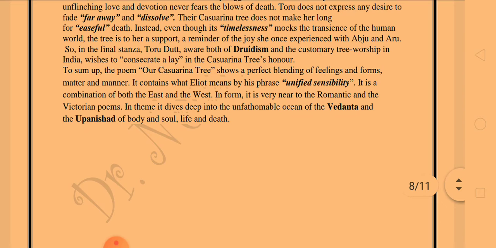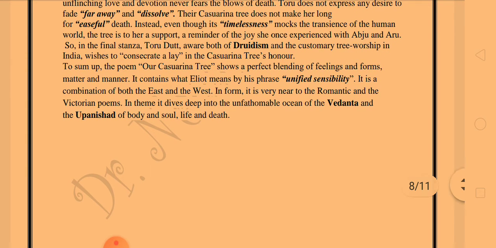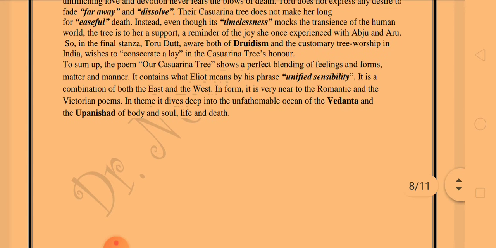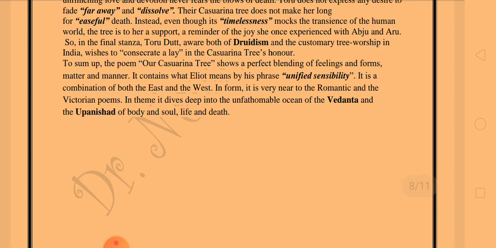To sum up, the poem Our Casuarina Tree shows a perfect blending of feelings and forms, matter and manner. It contains what Eliot means by his phrase unified sensibility. It is a combination of both East and West. In form, it is very near to the Romantic and the Victorian poems. In theme, it dives deep into the unfathomable ocean of Vedanta and the Upanishads, of body and soul, life and death.